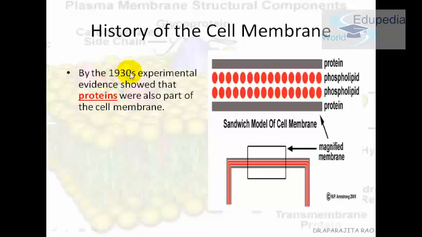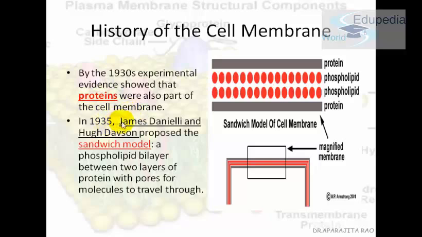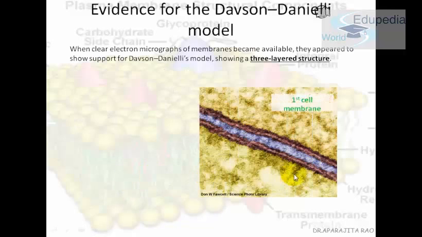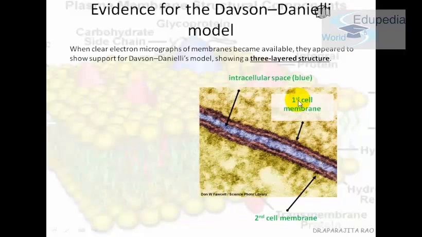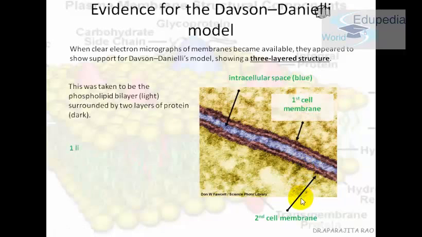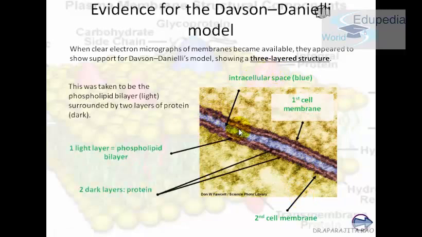Then in the 1930s, there was evidence that proteins were also a part of the cell membrane. In 1935, Danielli and Davson proposed a sandwich model, which is very popular, and they said that a phospholipid bilayer between two layers of protein is present. So this was what they suggested: this is the first cell membrane and this is the second cell membrane. There is an intercellular space in between.